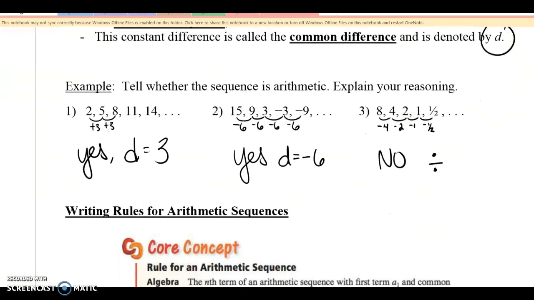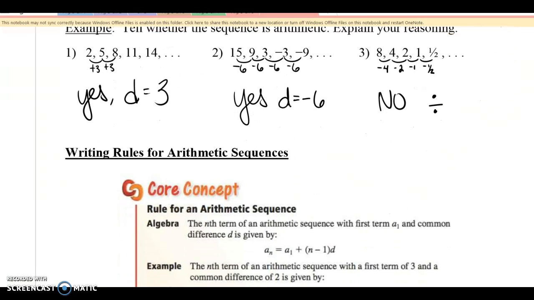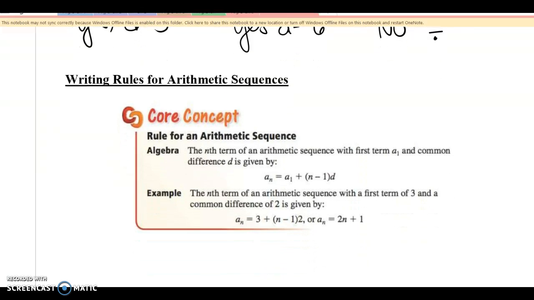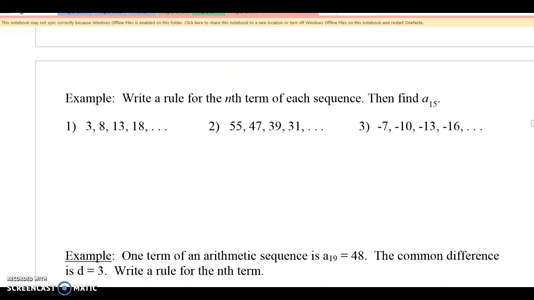Okay, now to the good stuff. We are going to use a formula to write a rule for an arithmetic sequence. Here's the formula. A sub n means the nth term, a sub 1 means the first term, and d is the common difference. Go to the next page. We're going to write this at the top of the next page.